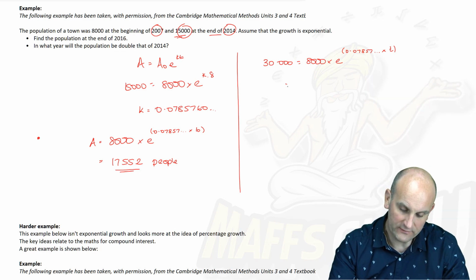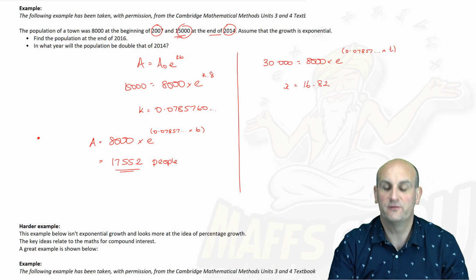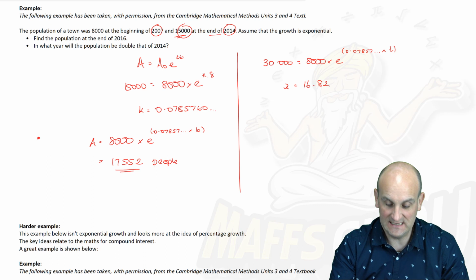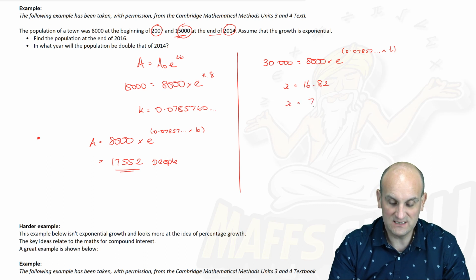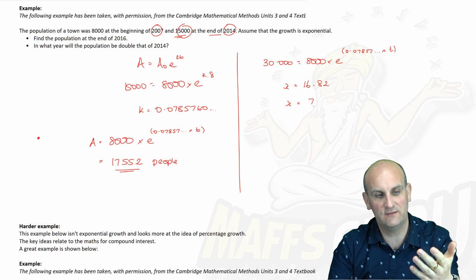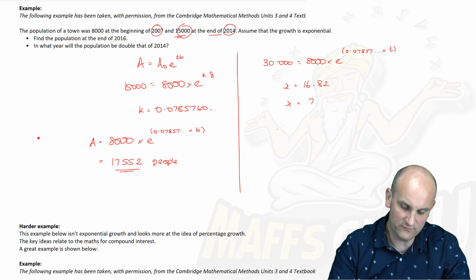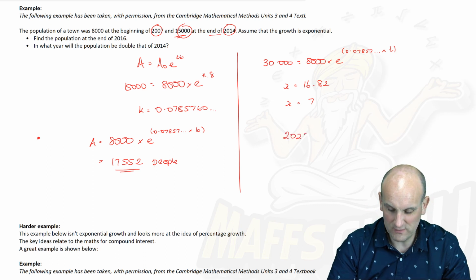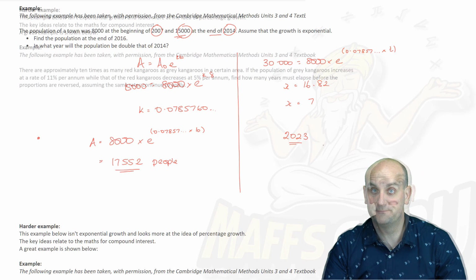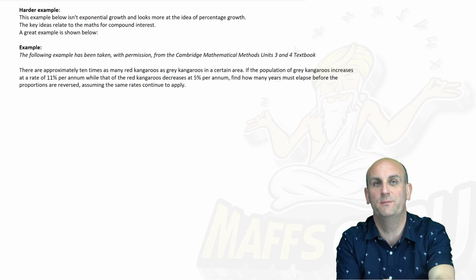Well, if we now say that x is equal to 16.82 years, so what we'll have to say then is 17 years. So 17 years after 2007. So 2007, 8, 9, 10, 11, 12, 13, 14, 15, 16, 17, 18, 19, 20, 21, 22, and 23. So using that information, I would say 2023.